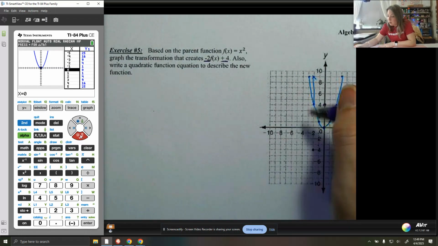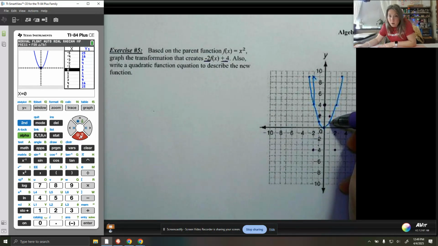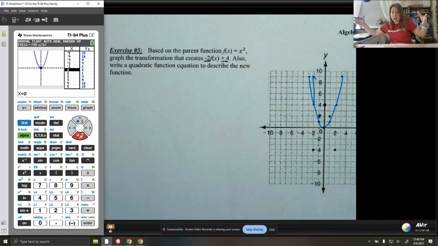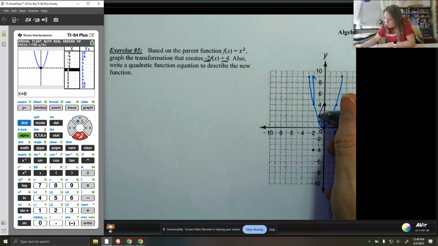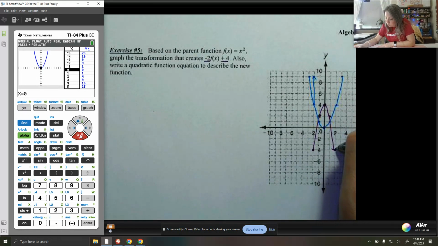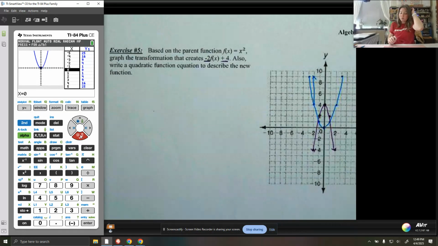But how do I know that? Well, look, we went from up 1, right 1, to from here, up 3, right 1, and then up 5, right 1. And then you have that match on each side. So this really narrowed and flipped me over.